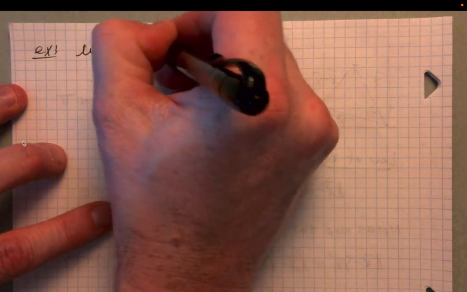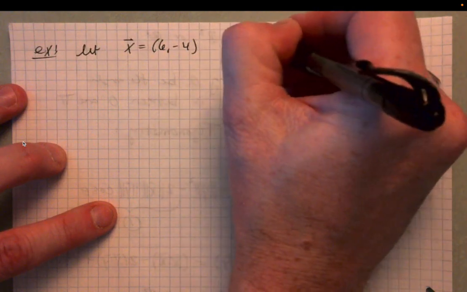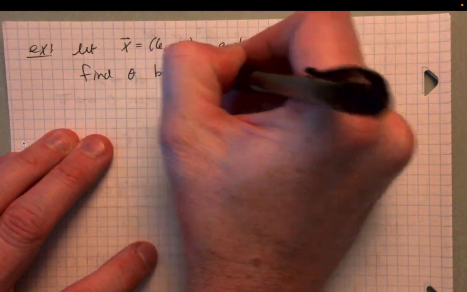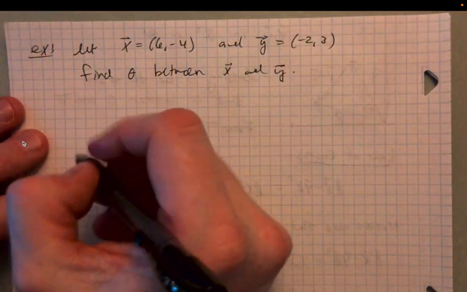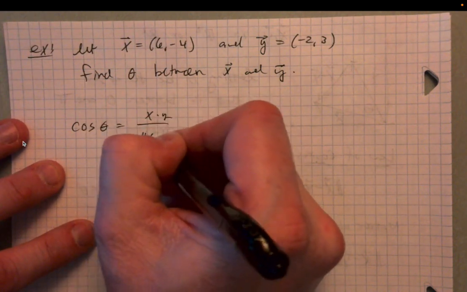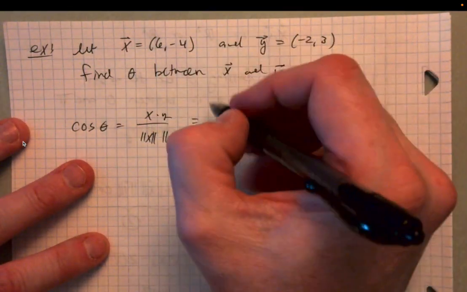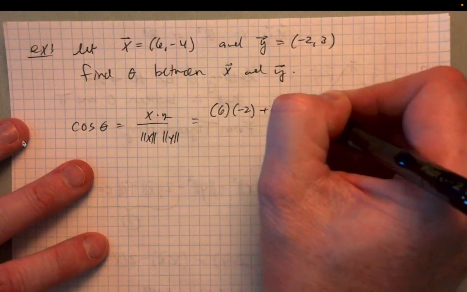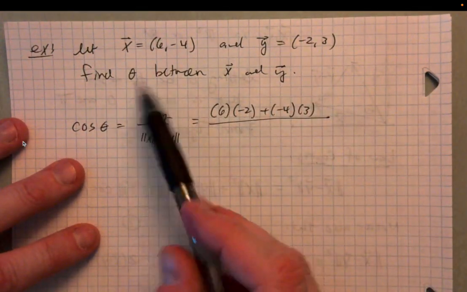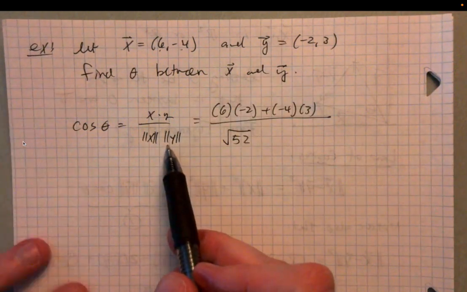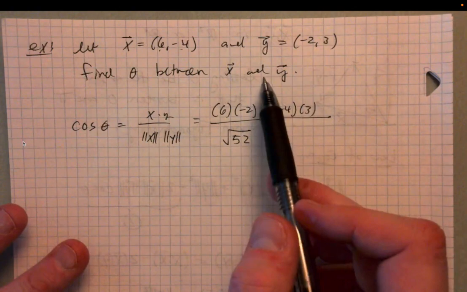Okay, so let x equal 6 comma negative 4 and y equal negative 2, 3. Let's find theta between x and y. Let's find the angle. So what we saw before was that the cosine of theta is x dot y over the norm of x times the norm of y. In this case, x dot y is going to be, well, let's write it out. So it'll be 6 times negative 2 plus negative 4 times 3. The norm of x is going to be the square root of 36 plus 16, so that is the square root of 52. The norm of y is going to be the square root of 4 plus 9, and so that is the square root of 13.